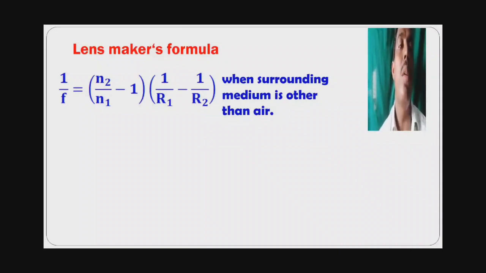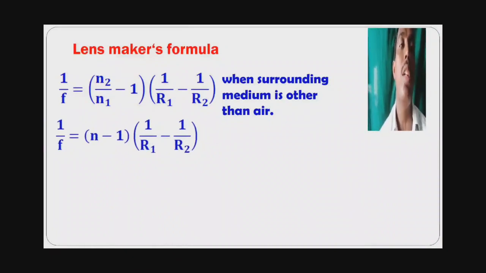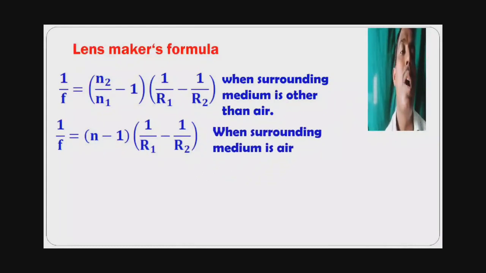If the surrounding medium is air, then 1 by f is equal to n minus 1 of 1 by r1 minus 1 by r2. Here n is the refractive index of the lens. R1 is the first radius of curvature. R2 is the second radius of curvature. f is the focal length of the lens. We use this formula when the surrounding medium is air.